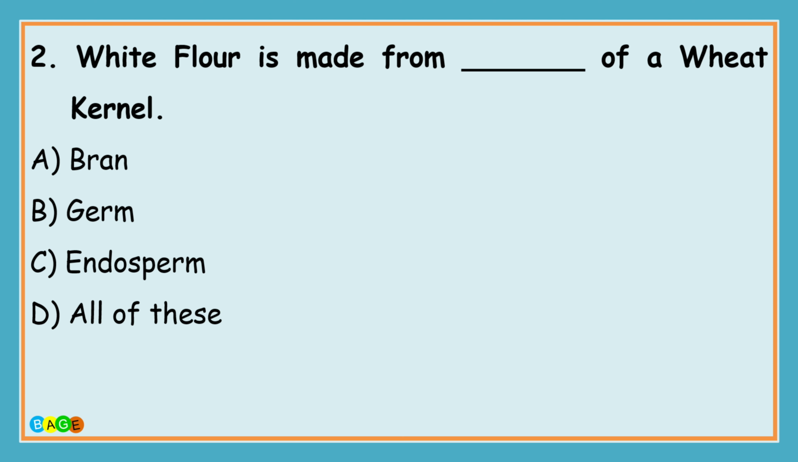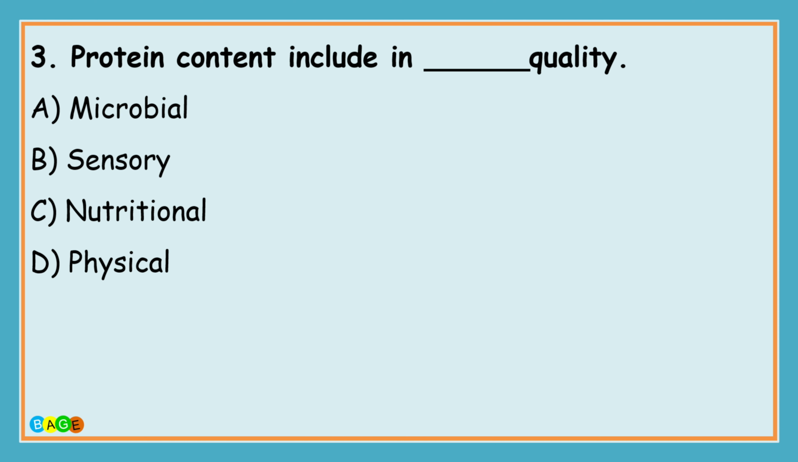Question number 2 is white flour is made from dash dash dash of a wheat kernel, and the options are A bran, B germ, C endosperm and D all of these, and the correct answer is option C endosperm. Question number 3 is protein content include in dash dash dash quality, and the options are A microbial, B sensory, C nutritional and D physical, and the correct answer is option C nutritional.